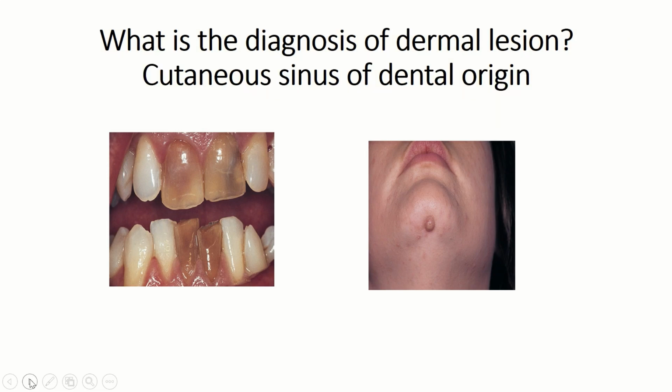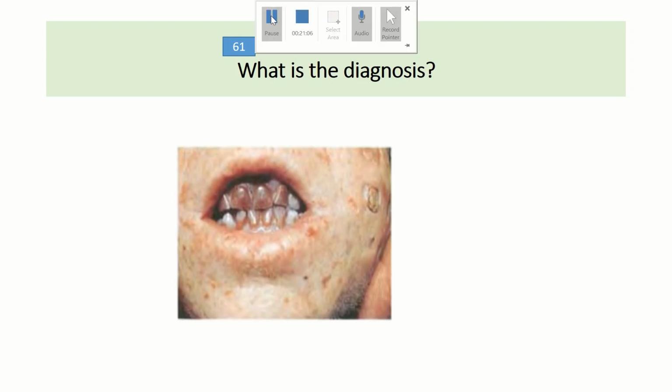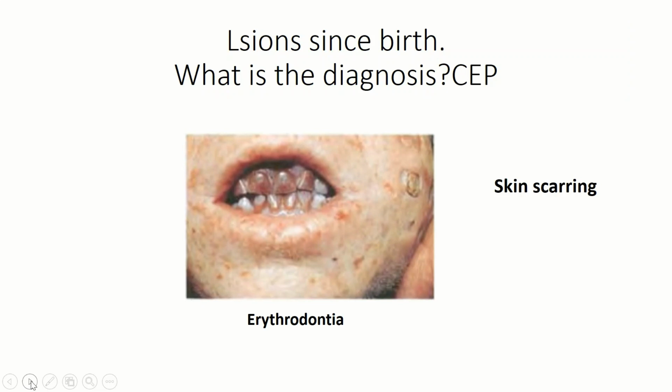And here, what's the diagnosis? Cutaneous sinus of dental origin. Lesion since birth, what's the diagnosis? As you see here, there is skin scarring and erythrodontia suggestive of CEP, congenital erythropoietic porphyria.